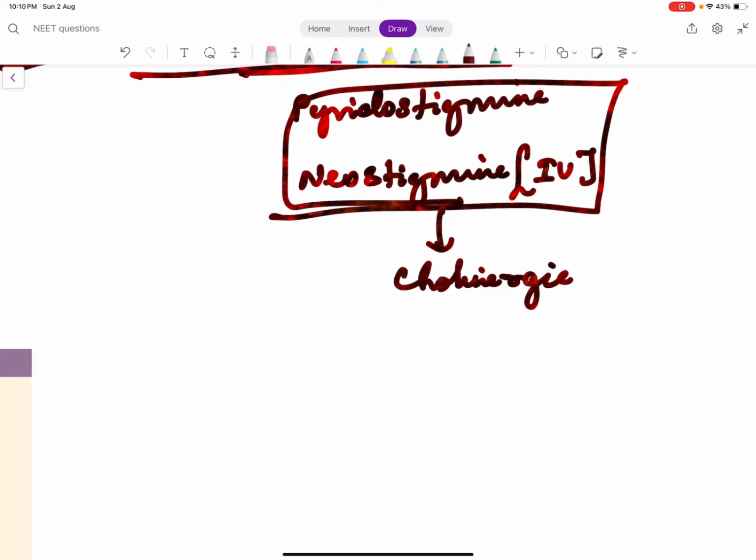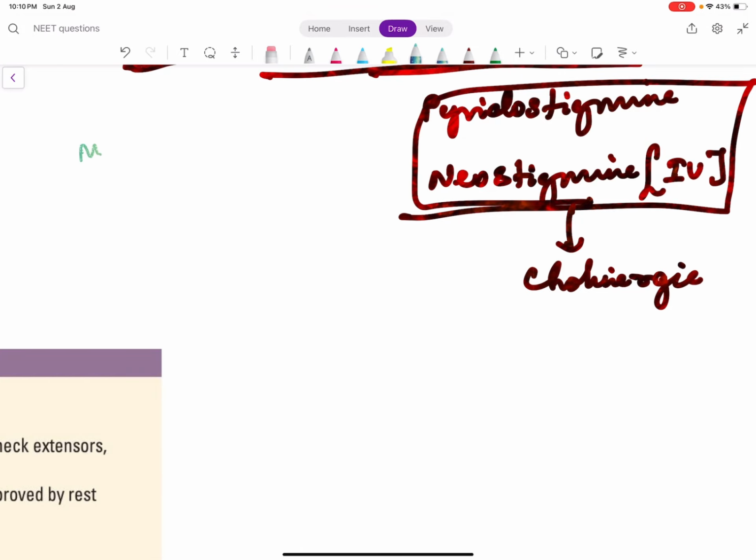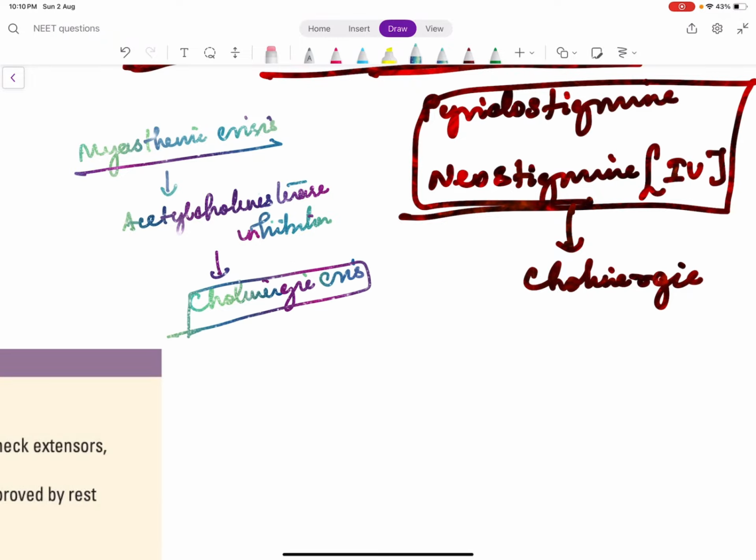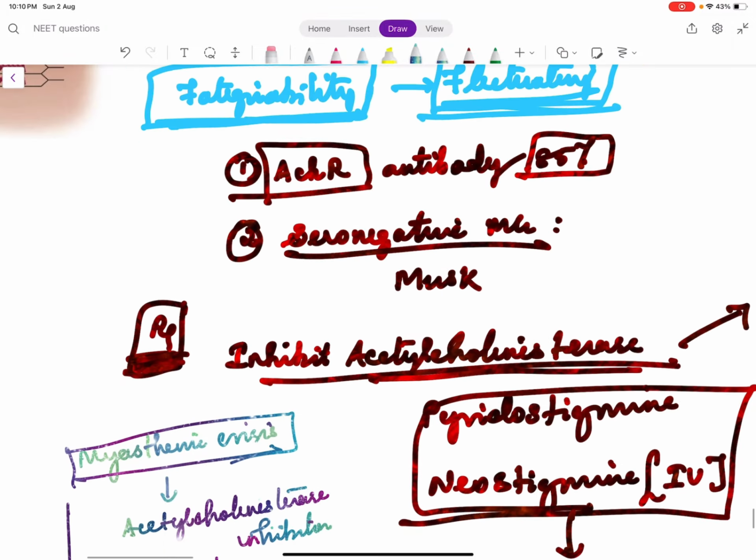So we have two crises in myasthenia. One is myasthenic crisis, which can be overcome by acetylcholinesterase inhibitor. When acetylcholinesterase inhibitor reaches toxic levels, it causes cholinergic crisis. So both myasthenic crisis and cholinergic crisis cause weakness. So there are some tests to differentiate between these two types of weakness.